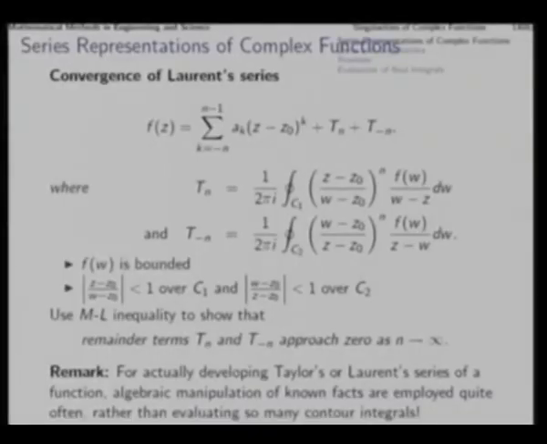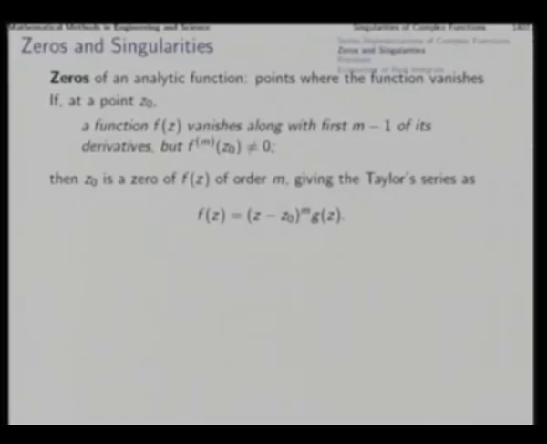theoretical background. Now, after having a look at the series representations, we come to the analysis of zeros and singularities of complex functions. What are the zeros of an analytic function? Those points where the function vanishes. It is the same thing as the 0 or root of a real function.